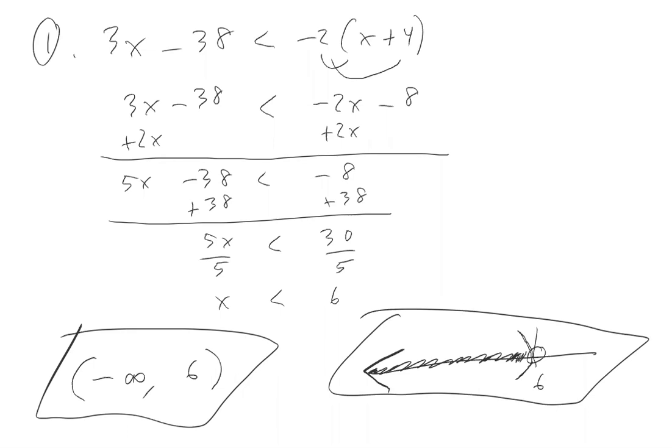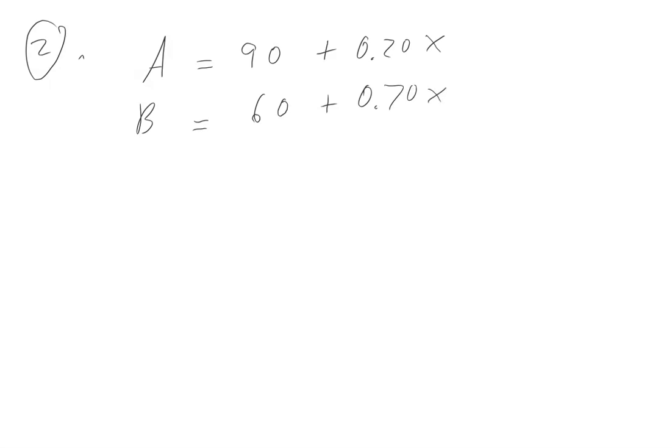Now let's try problem number 2. Company A, it says, is equal to $90 per day plus 20 cents per mile, where I'm going to say x is the number of miles. And then company B charges $60 a day plus 70 cents per mile. What we want to know is, when does company A have a better deal? So when does company A cost less than company B? So when is A less than B?